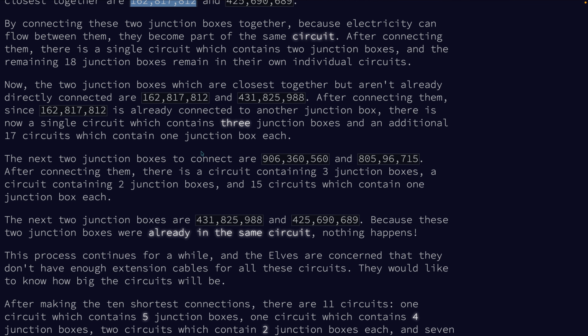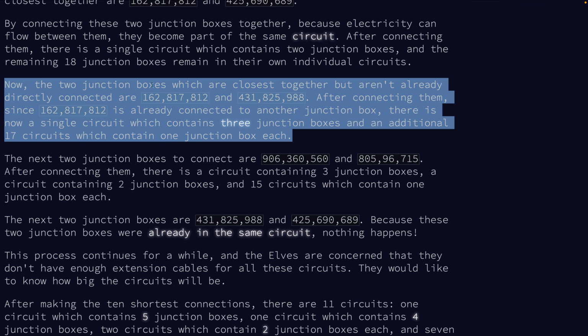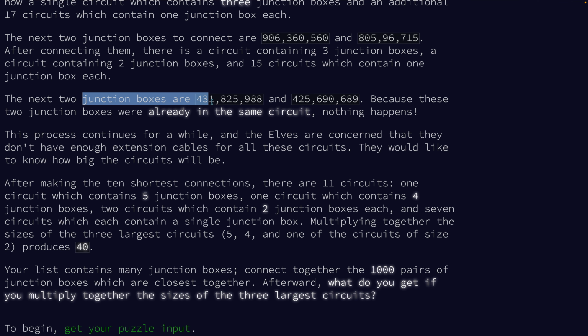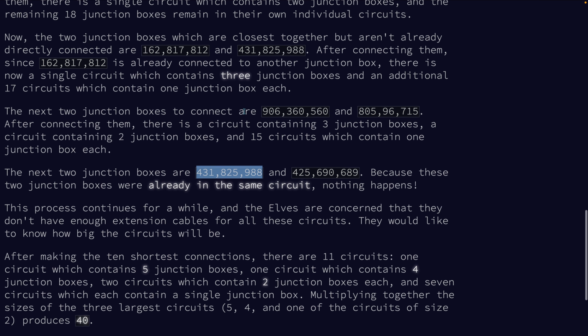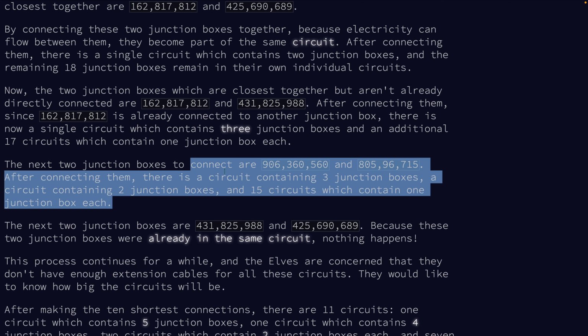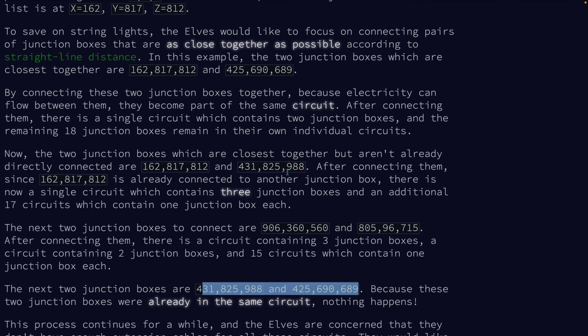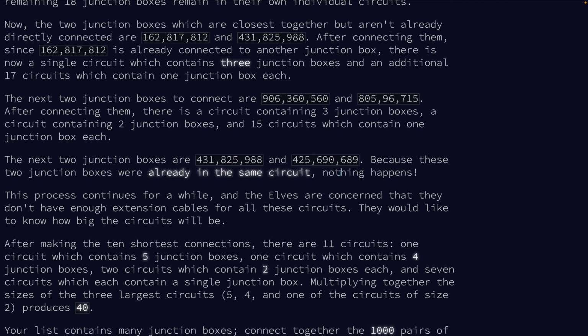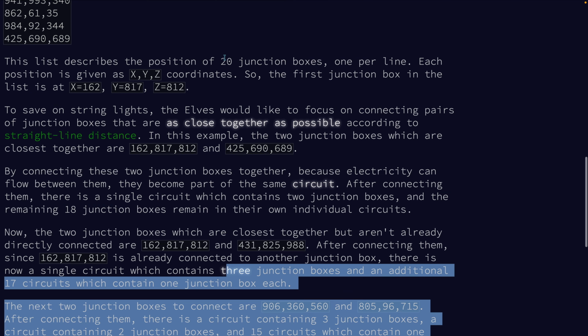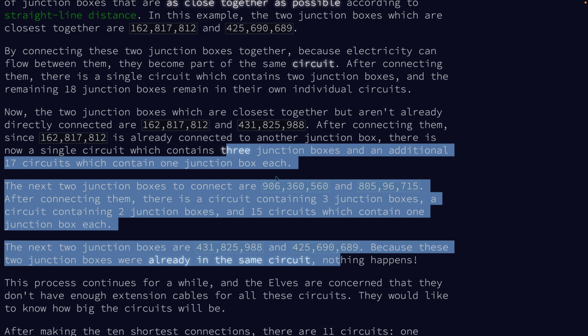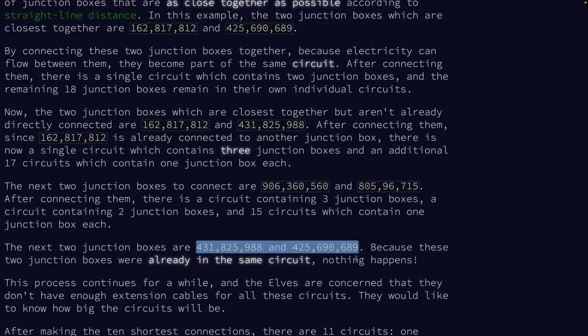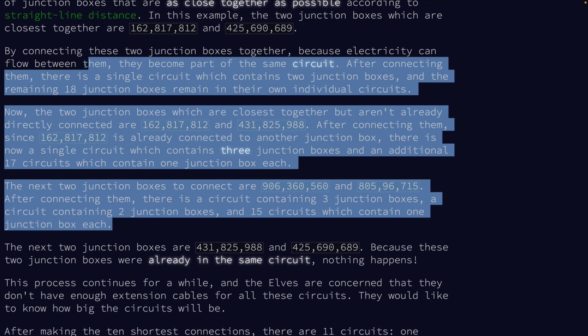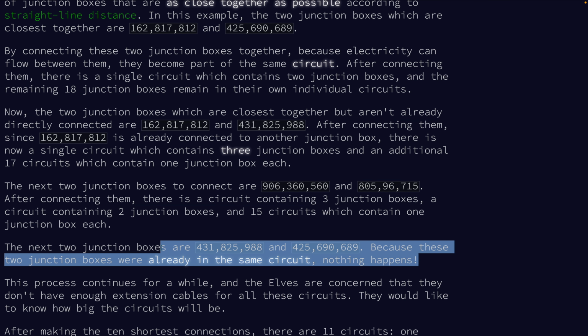I feel like my question immediately here is, can you connect from middle to middle? We have 3 now. Can we connect, or does it have to be like one line? Important note, 2 junction boxes. These 2 connected. Now we have a 3, a 2, and 15 individuals. The next 2 are... I feel like this is sorting everything by distance and then iterating over them. Because otherwise, why would you be iterating over junction boxes that are already in the same circuit? Unless you were calculating all the distances and then iterating over them by distance.